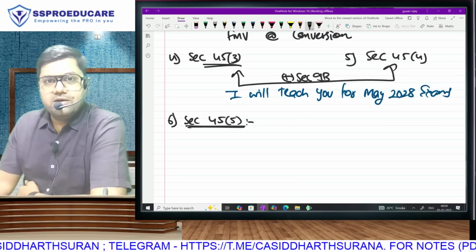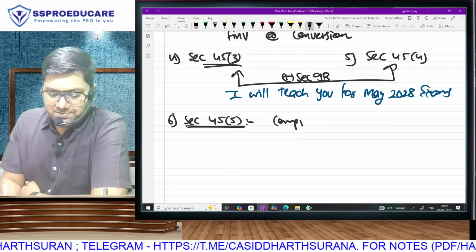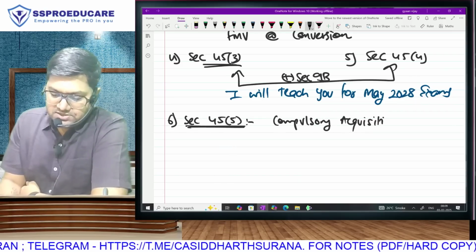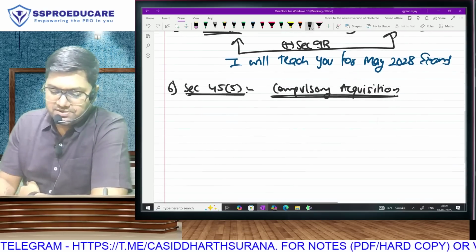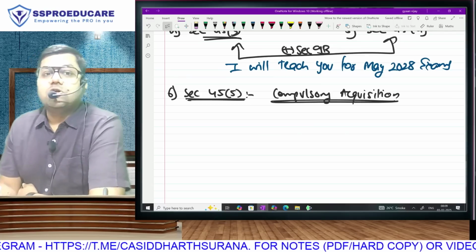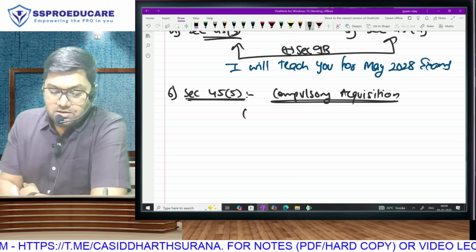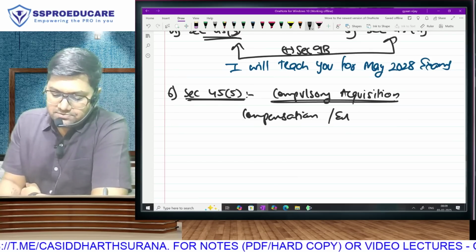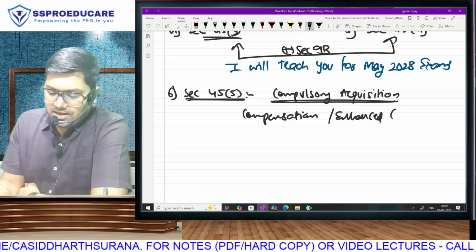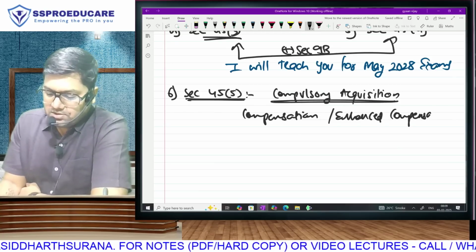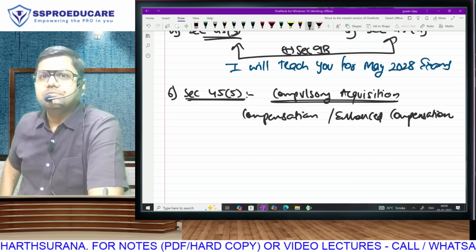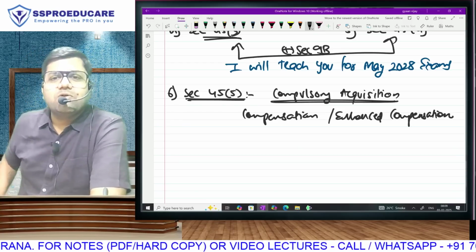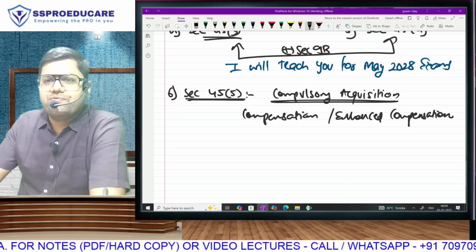Section 45.5. Again, you know the whole concept. What is sale consideration in cases of compulsory acquisition? Because you are not voluntarily selling, it is the compensation. And sometimes there can also be something called enhanced compensation. Compensation or enhanced compensation. Compulsory acquisition: compensation in the year of first installment, enhanced compensation in the year of final order.